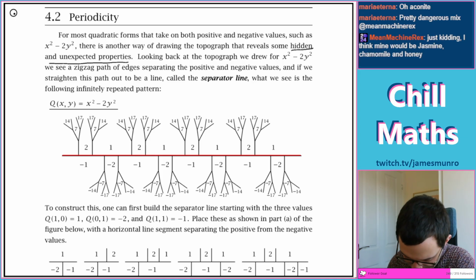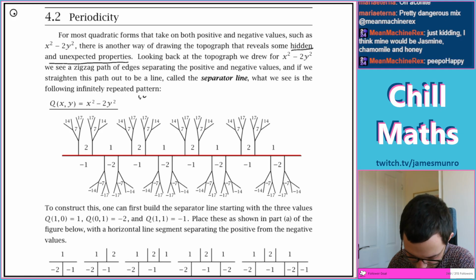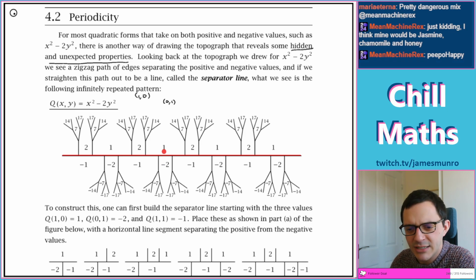Well, maybe we're supposed to start with a 1 and the -2. So the values of, if you plug in 1, 0, and if you plug in 0, 1, then you get 1 and -2, which let's say is here. Oh, here we go. I'm just one sentence, not even one sentence ahead. And they plugged in Q11. Can I see why they've plugged in Q11? Okay, I guess you get -1.